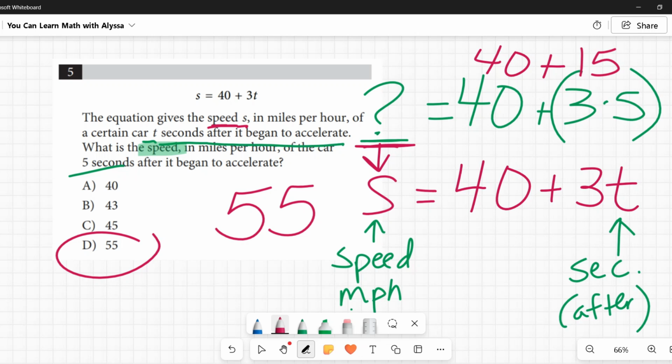And that's it. It is just plug numbers into the equation and do the math. All the other words, the miles per hour, the speed, the acceleration, it doesn't matter for this problem. And that's important to be able to practice and learn so we can identify the ones that are more straightforward and the ones that require a little more complex sort of mathematical calculations on our part. But the answer here is D, 55.